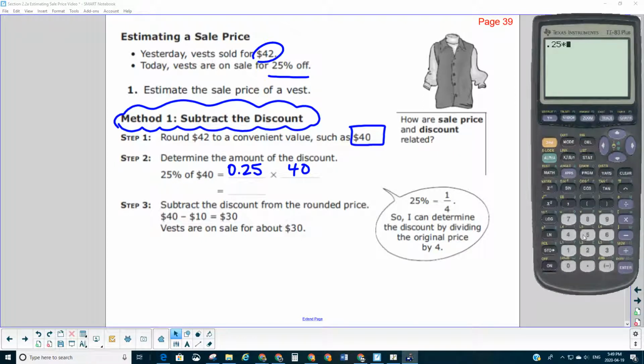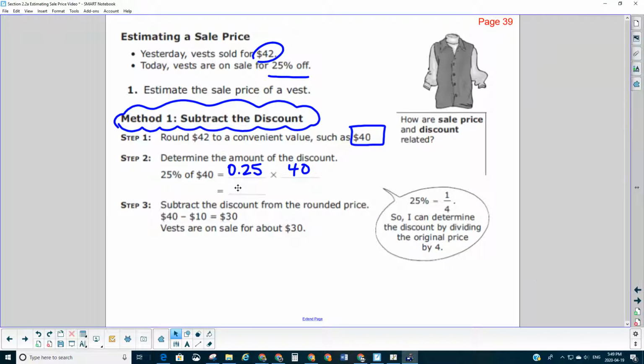0.25 times 40 is $10. This is just like the math we just did. So that means we're getting $10 off. And so if the original price was about $40 and we subtracted $10 as our discount, then the vests are on sale for about $30. Okay, this is an estimate, so we're just estimating about how much it costs.